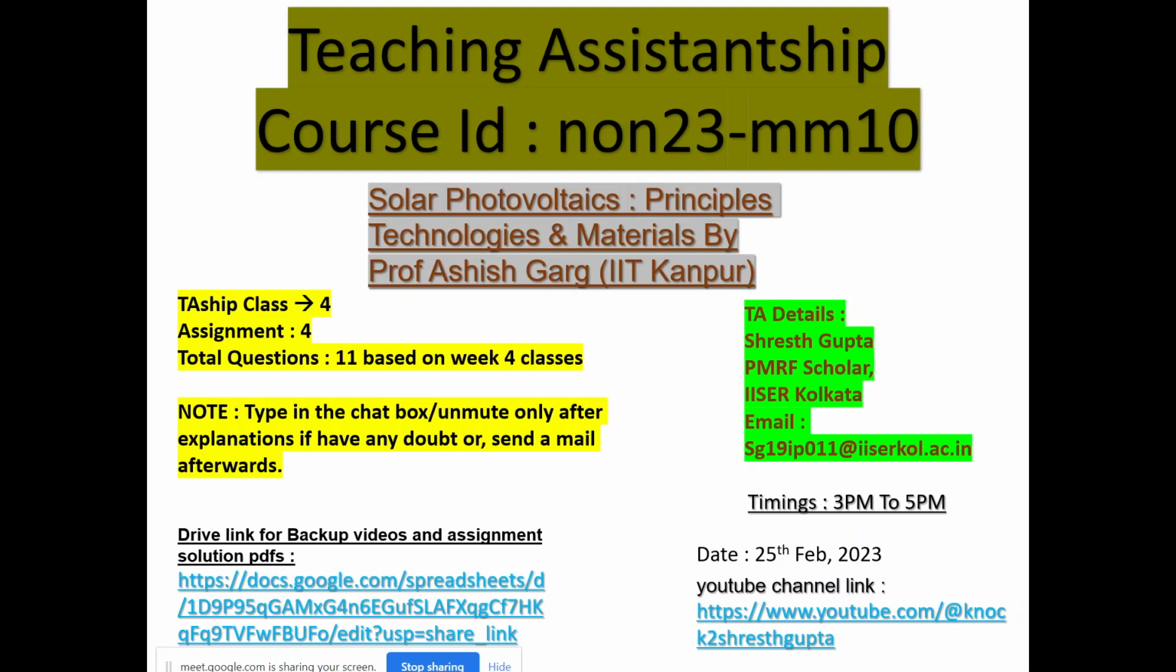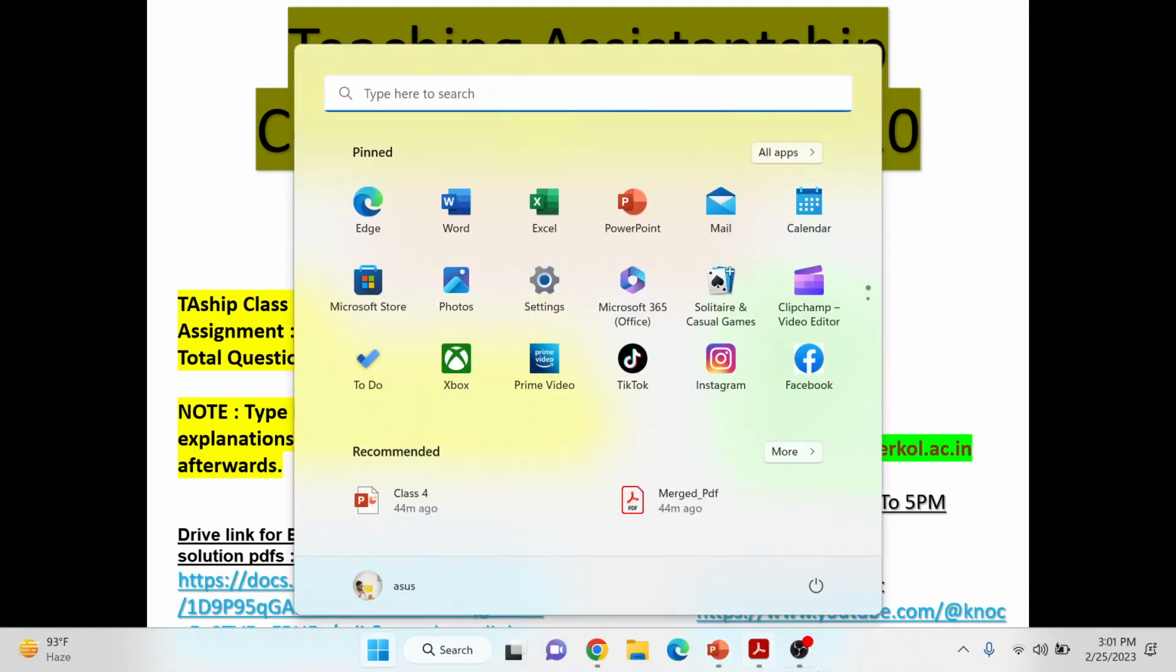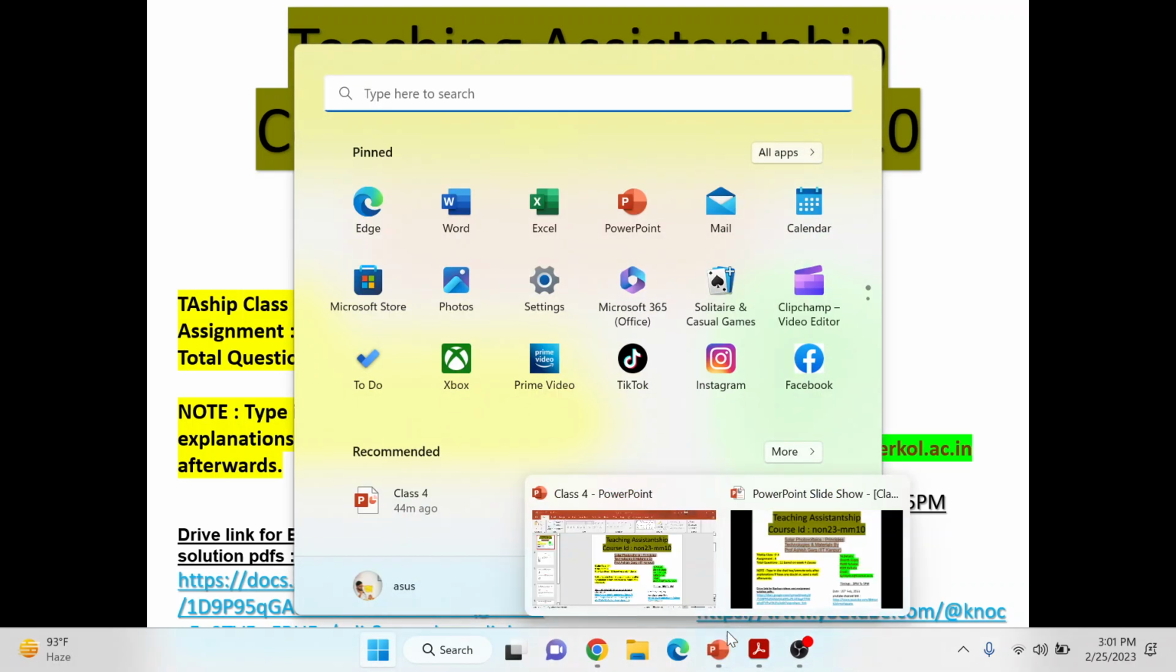So, in the meantime, others are joining. I think let's give a quick revision or recap कि अभी तक क्या क्या पढ़ाया गया है. So, I think it will be good.